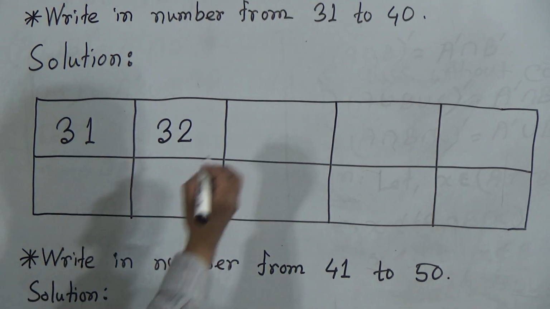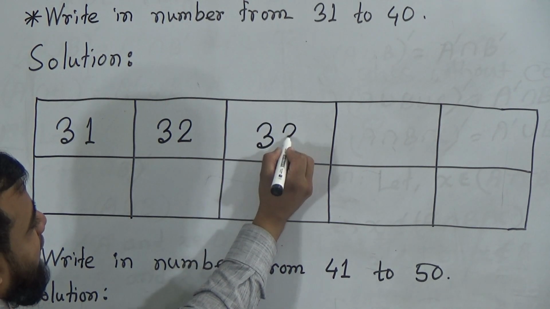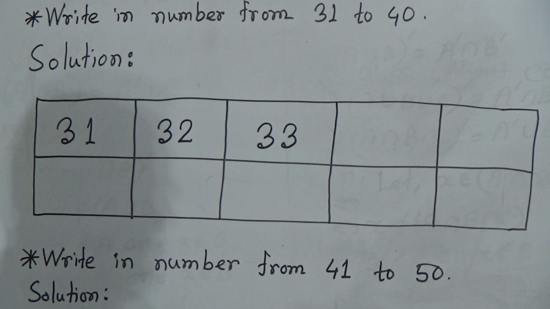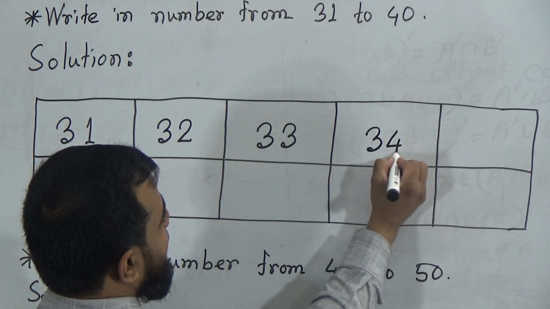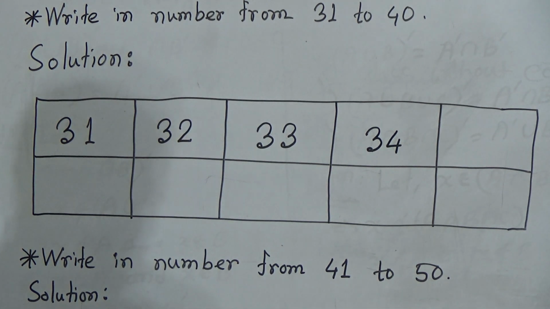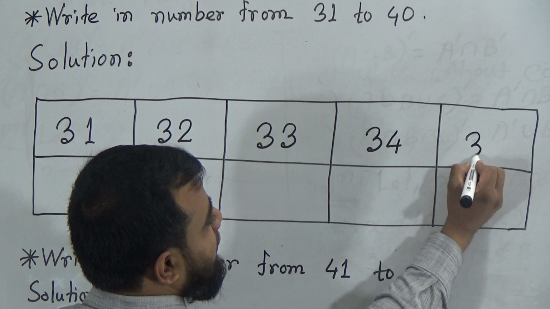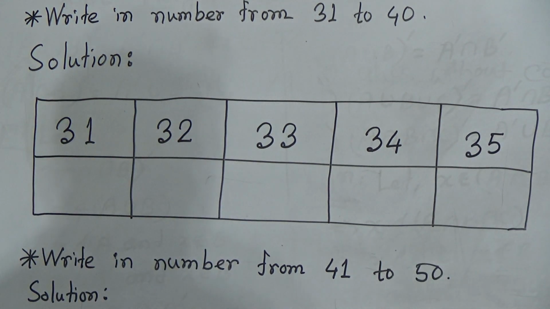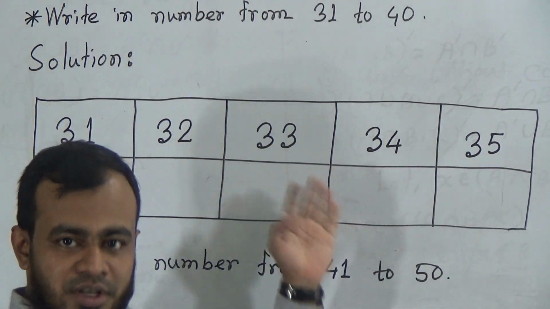After 32, we have the number 33. 3 and 3 makes the number 33. After 33, we have which number? We have the number 34. 3 and 4 makes the number 34, my dear students. After 34, we have the number 35. 3 and 5 makes the number 35. Or you can say that 3 tens and 5 ones makes the number 35. After 35, we have already filled up the boxes of the first row.